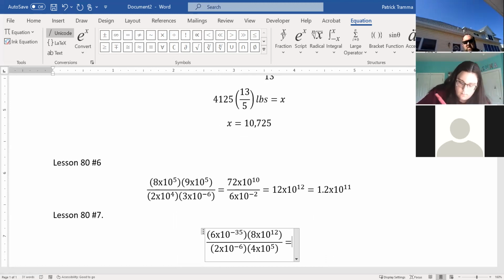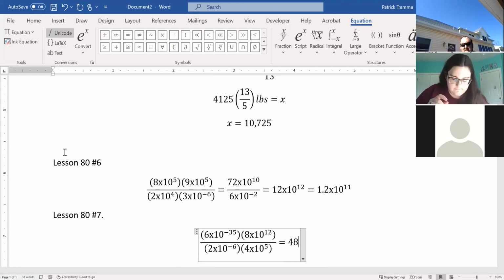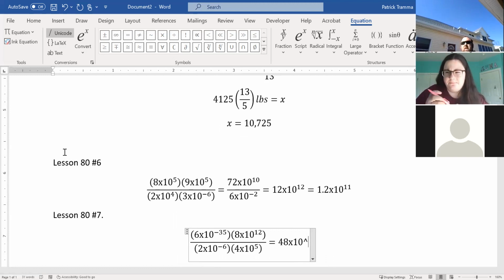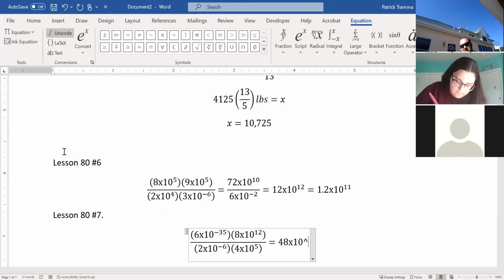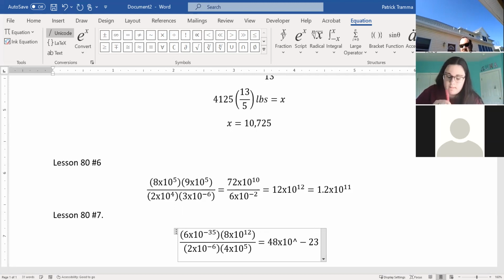So now let's multiply the numerator, 6 times 8. Wow, this really shouldn't be that hard. 48. Sorry, yeah, 48. Okay, no problem. And then -35 plus 12. So then it becomes -23. Don't worry about that until we get to the end.